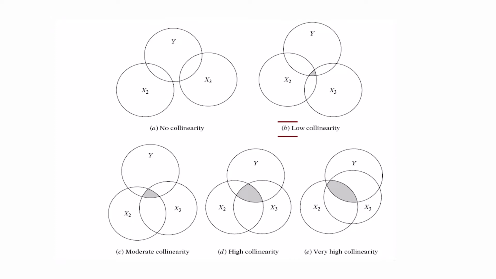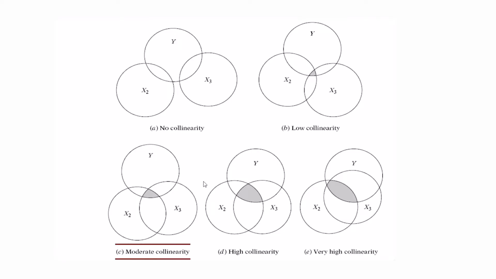Now if we proceed to point B, which says low collinearity, here also y is the dependent variable where x2 and x3 are affecting y indeed, but the commonality between x2 and x3 is very little. The intersection zone is shown by the shaded portion, which is very small. Since the shaded portion is very small, we say that there is a low collinearity between them. But actually it creates a partial multicollinearity problem.